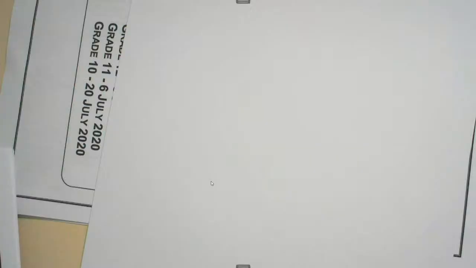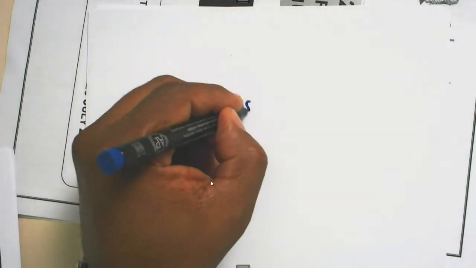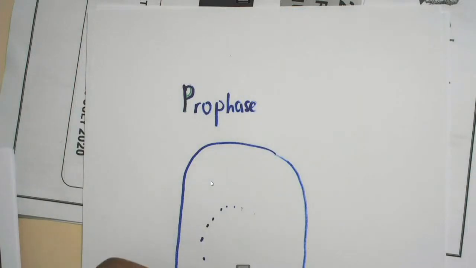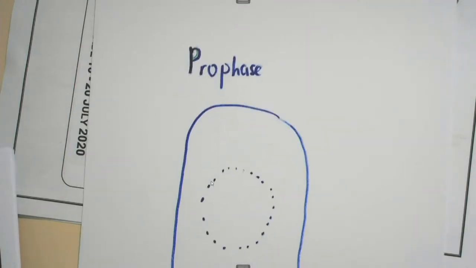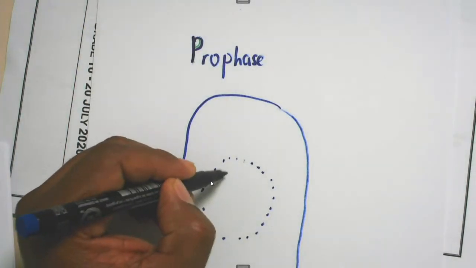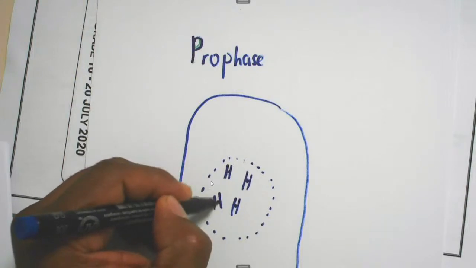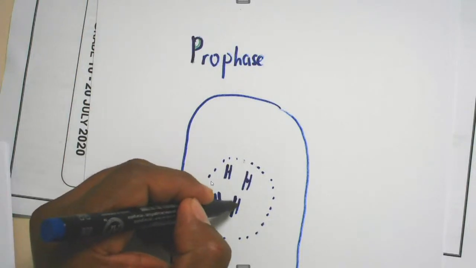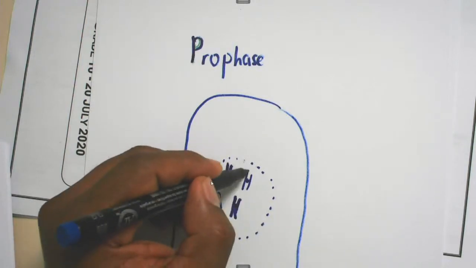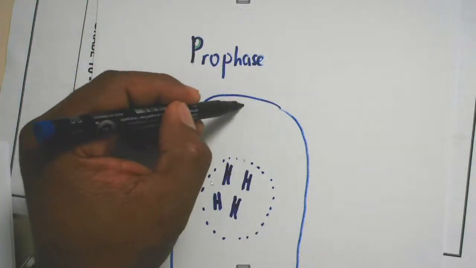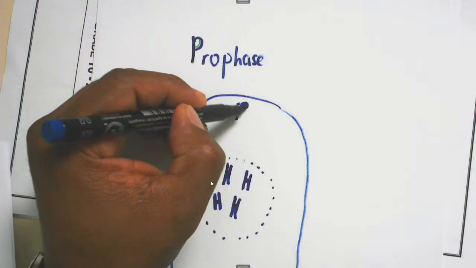Now if, for example, we draw just a simple structure of what happens in prophase, we have the cell membrane there, and now the nuclear membrane starts disappearing in prophase. For example, if we have a cell with maybe 4 chromosomes there, these chromosomes become visible during prophase, and the centrosomes start appearing and forming the spindle fibers in the opposite poles of the cell.